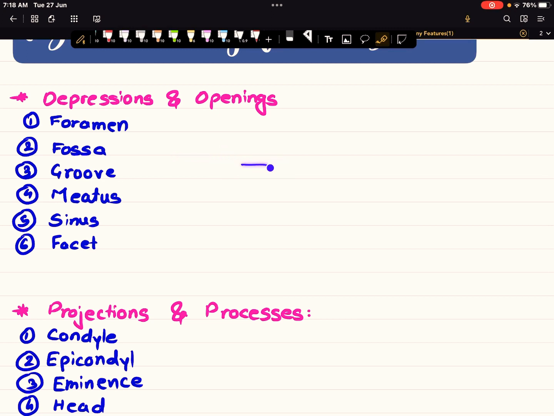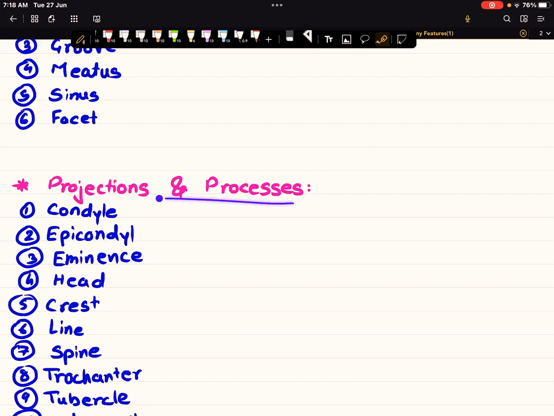And when it comes to the openings, if we say that these are the two bony structures, this is just like a two-way hole. It is usually for passing the different structures, for example neurovascular structures in our body. When it comes to projections and processes, these are nothing but outward indentations or an elevated portion of the bony structures.